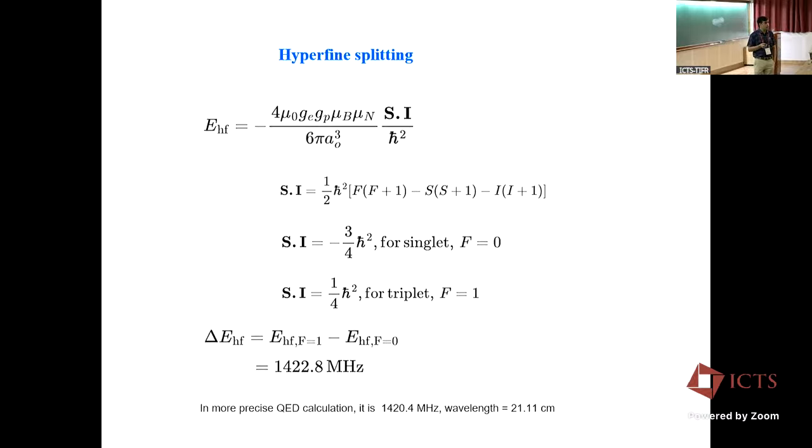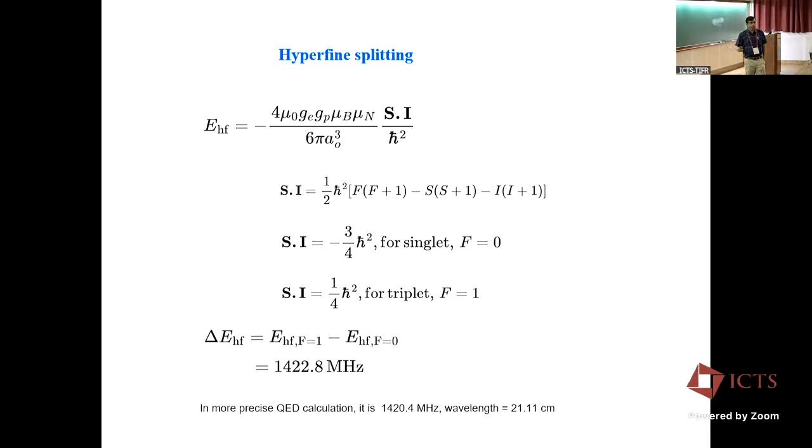Now I showed that F can be 1, it can be 0. So for the triplet state, F is 1. So for the triplet state, S dot I is this. If I just put F value 1, and S and I are both half, then S dot I for the triplet state is 1/4 h cut square. And for the singlet state, it is negative because F is 0. So these two terms give you negative values of S dot I, right?